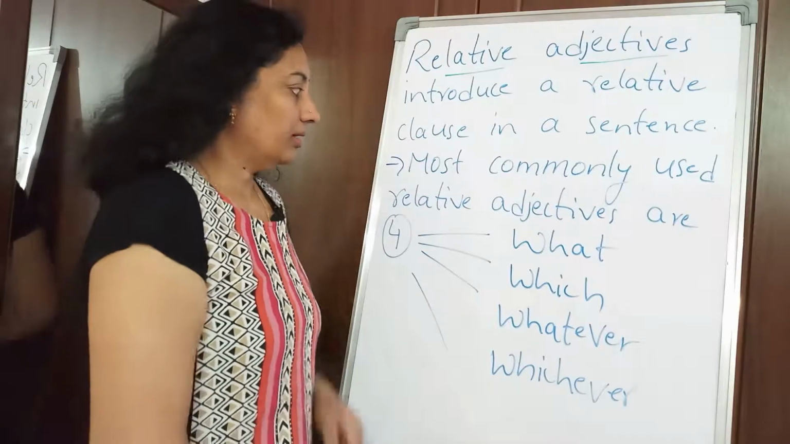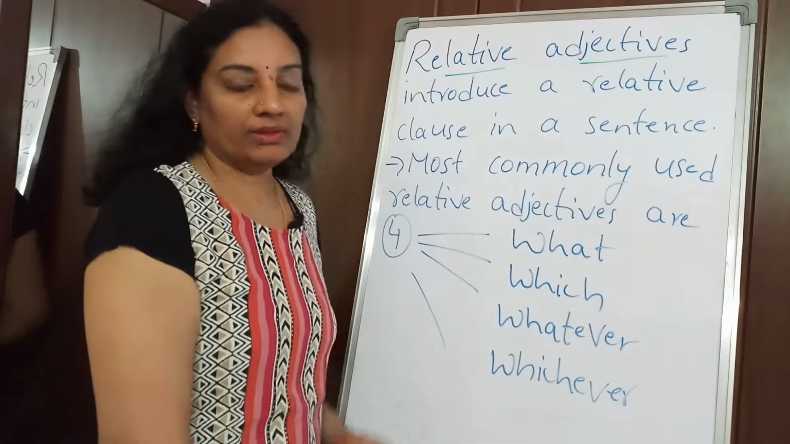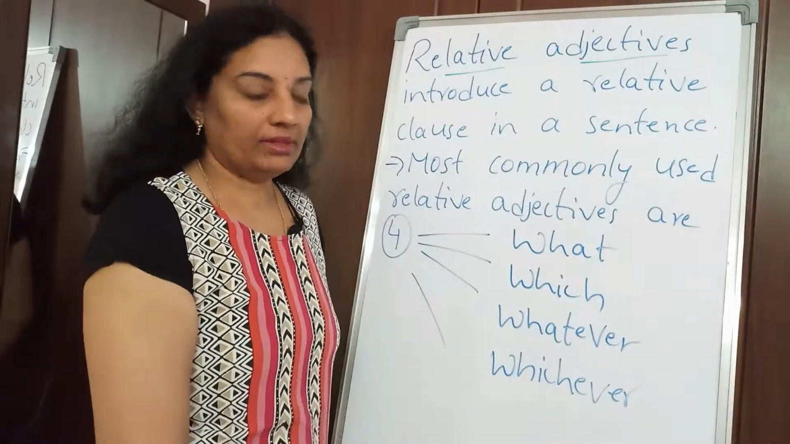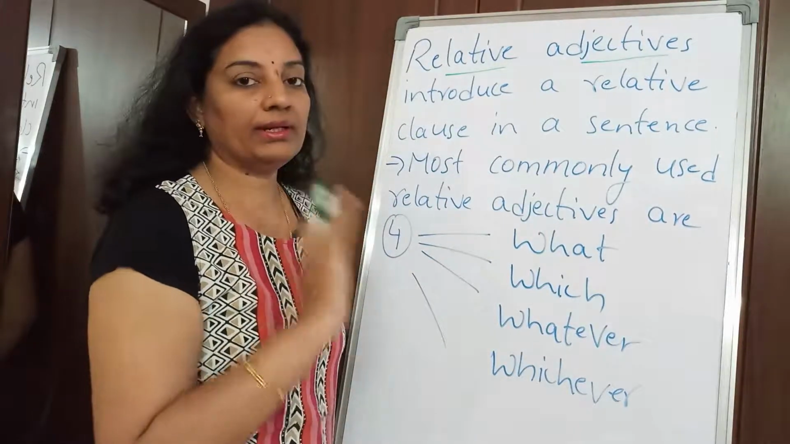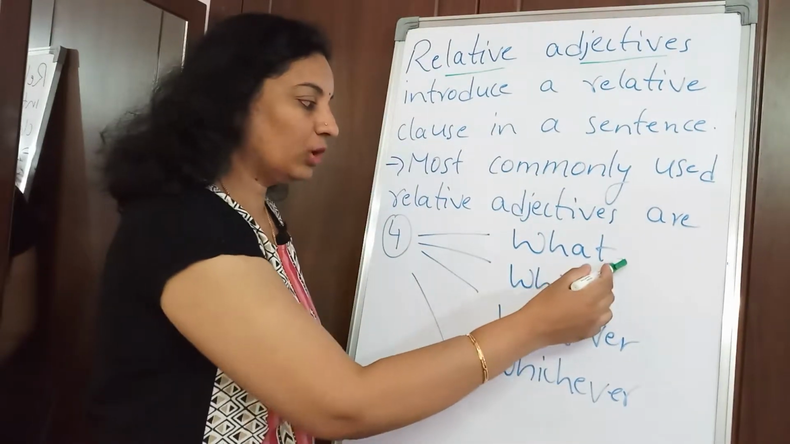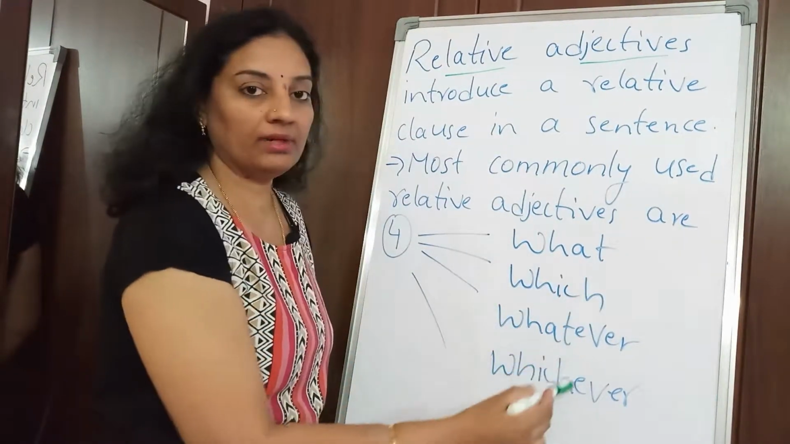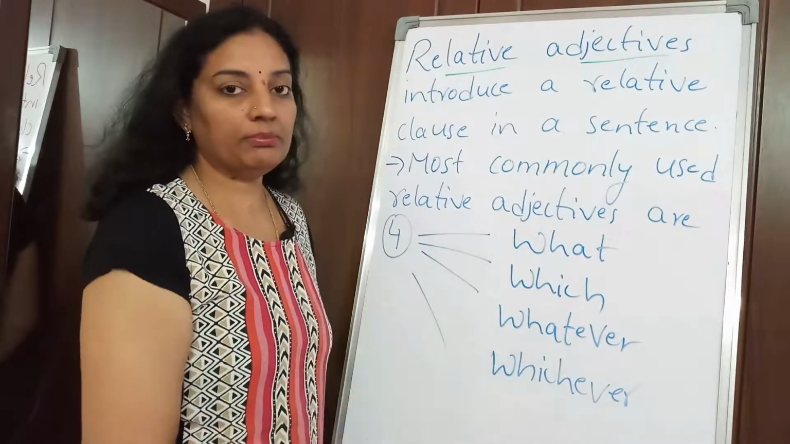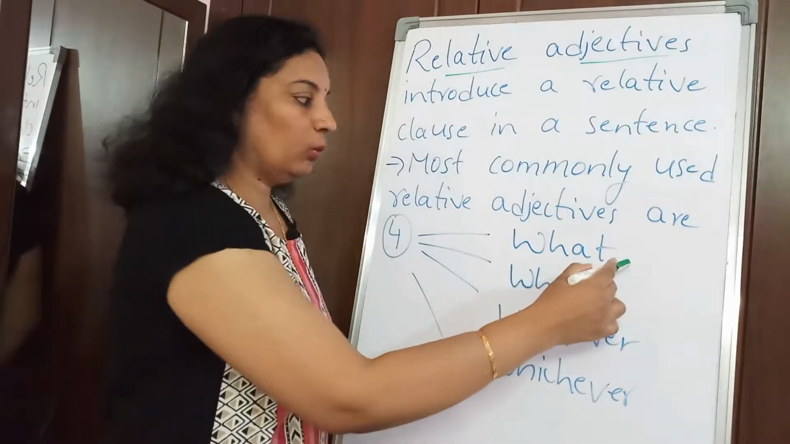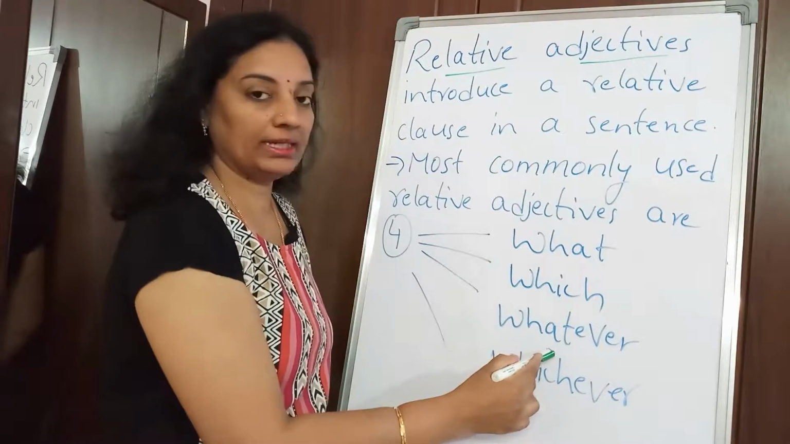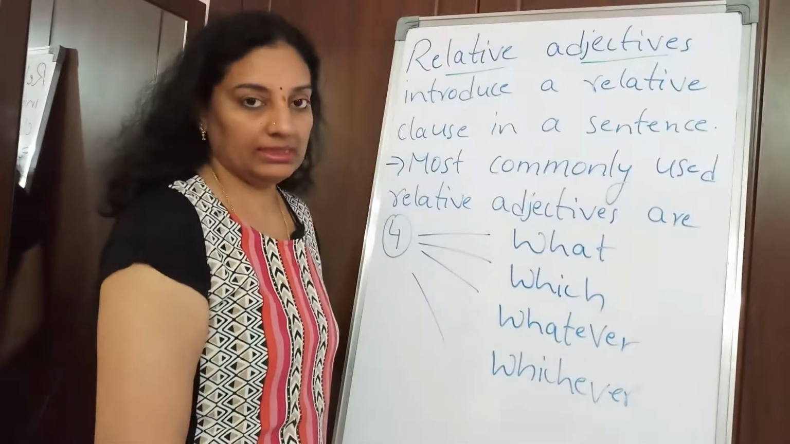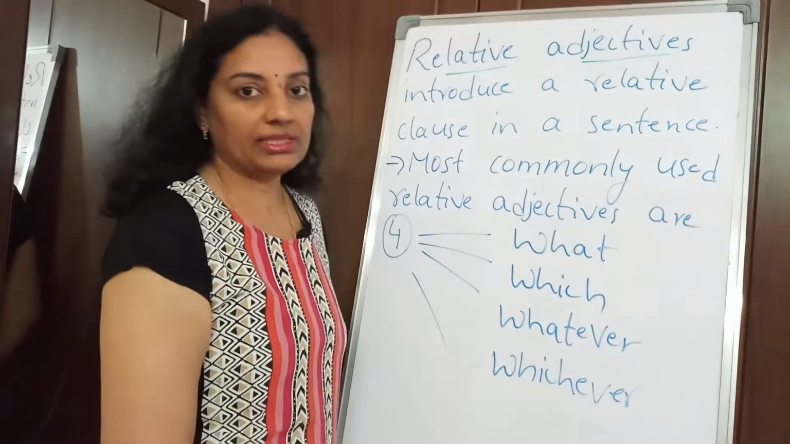Most commonly used relative adjectives in the English language are only 4 in number. They are what, which, whatever, whichever. Very simple to remember. What, which, whatever, whichever. That's it. Let us see some examples as well.